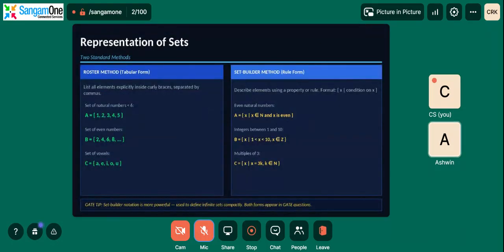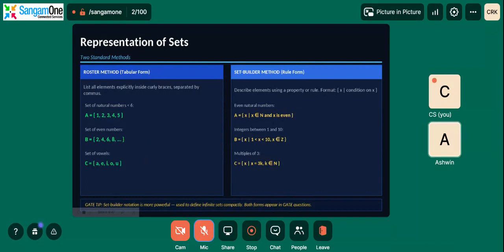There are two representation methods of sets. Two standard methods are the roster method, tabular form, which lists all the elements explicitly inside curly braces separated by commas. For example, the set of natural numbers which are less than 6 is A = {1, 2, 3, 4, 5}. The set of even numbers B = {2, 4, 6, 8}. This type of representation is called the roster method.